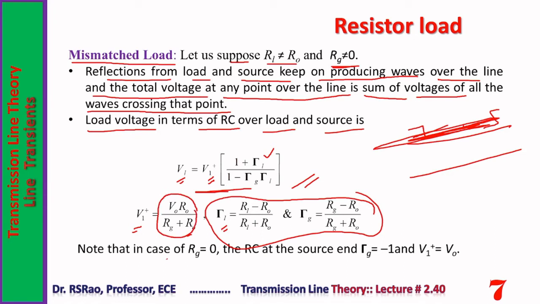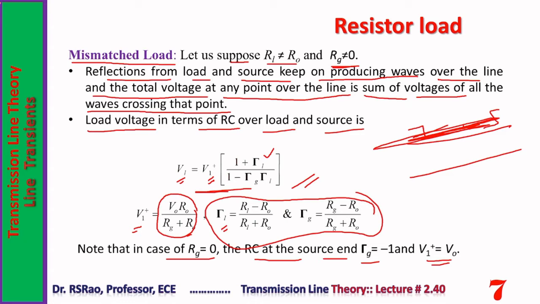Note that in case of Rg equal to 0, the reflection coefficient at the source, gamma G, is equal to -1 and V1 plus equal to V0. The basic point one has to keep in mind is when termination is over a mismatched load, there is a possibility of multiple reflections. Of course, when the source is matched with the mismatched load, there exists reflection only once at the load.